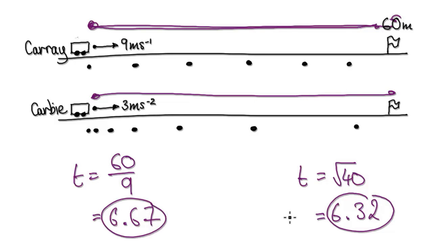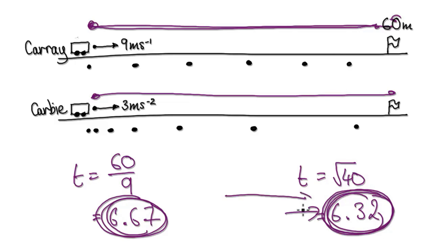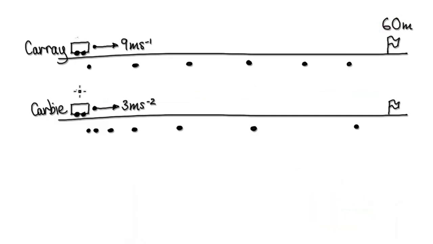So you can see car B can do the same distance in less time than car A. So you can conclude that car B would be faster. Car B would win the race because it would have done 60 meters in a shorter amount of time. So car B wins.